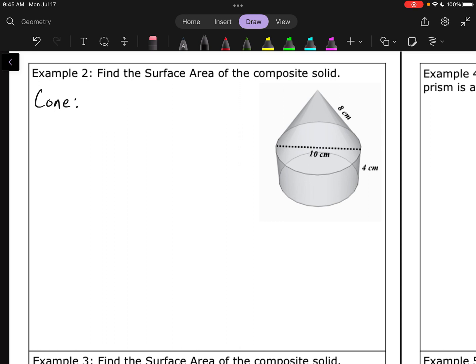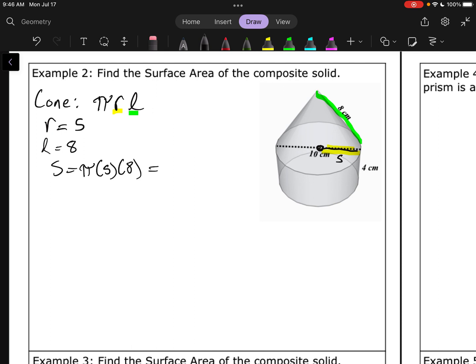So I will not be doing the total surface area for the cone. I will only be doing the lateral surface area formula, which is pi r l. The lateral surface area just takes care of the sides. It does not include the base. We don't want the base because the base is not exposed. So what are our numbers here? Looks like our radius would just be 5. Our slant height would be 8. So we are just going to do pi times 5 times 8. And let's see what we get here. I'm getting 125.7, and I will be rounding to the nearest tenth if I have to round.